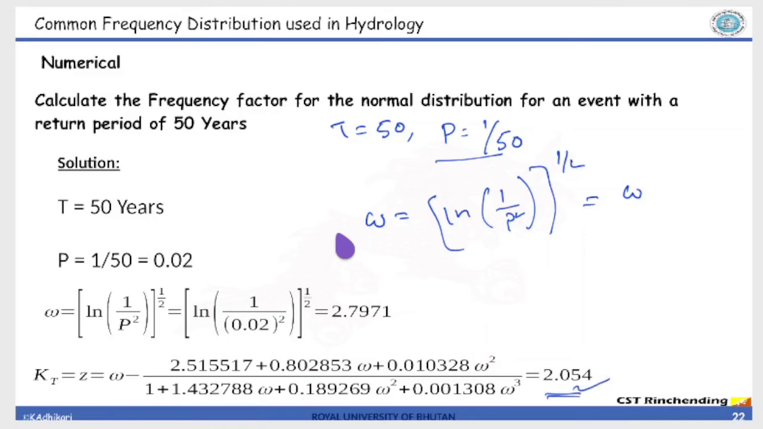On the same note, if our interest was to find the XT for a return period of, let's say, 50, it is equal to x bar plus standard deviation times KT. Similarly, if I am interested in finding the peak discharge, I need to have some value of x bar and standard deviation. If x bar is, let's say, 100 and standard deviation is 75, then you simply plug these values into this equation and you will get the peak discharge for a return period of 50 years. It is very straightforward.